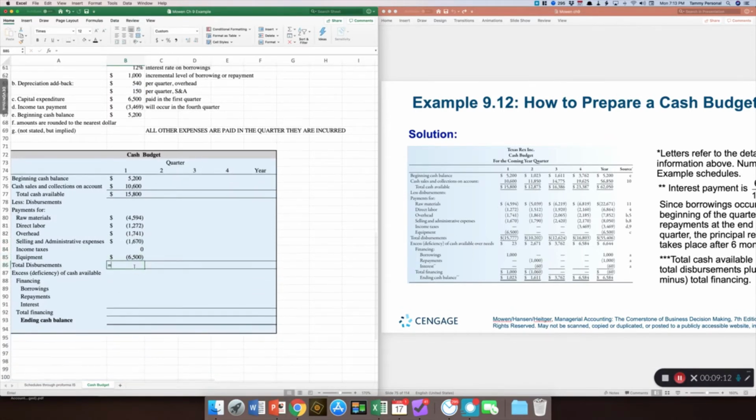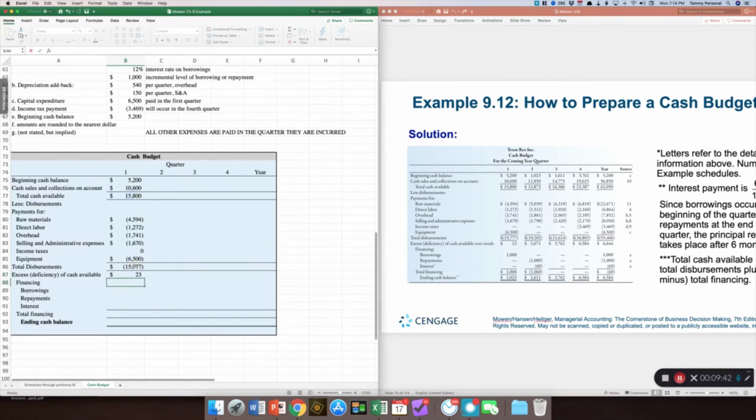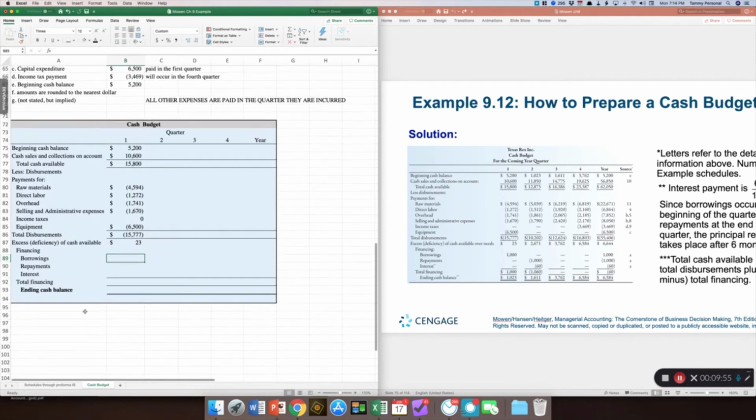So our total disbursements here is going to be all of these together, summed up. Okay. So we pulled in $15,800 in cash. We spent $15,777. That means that we have $23 left in the bank. Not a good thing, so we're going to have to borrow. Now, the financing piece, there are ways that you can automate all of this, and if you take an upper level finance class with me, I'll show you how to do that, but for right now we're just going to manually plug this in.